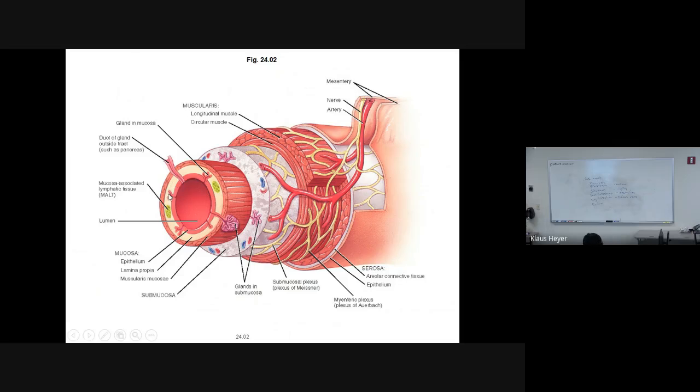Mucosa, submucosa. Here we're calling this muscularis because it's muscle. Muscularis, and then the outer layer is called serosa. Another name for that is adventitia. I think when I was talking about the trachea, I was calling it adventitia. So the difference, the mucosa and the submucosa, we have those same 2 layers.